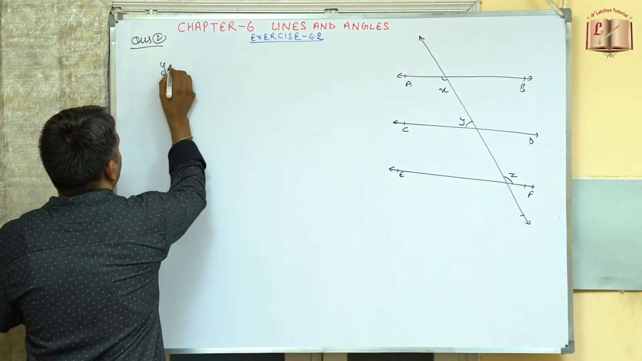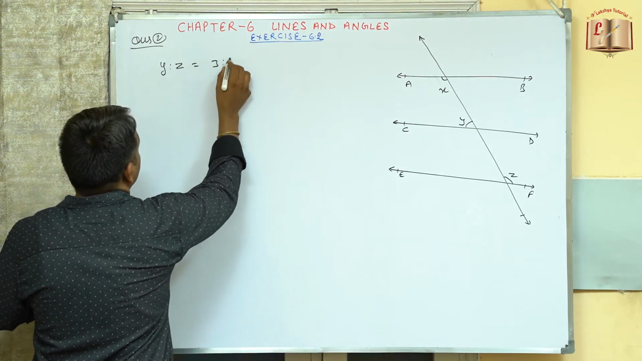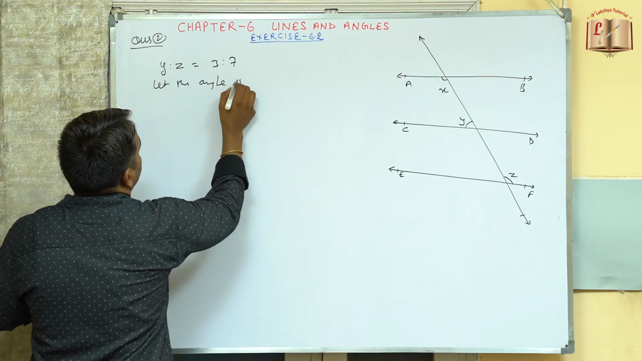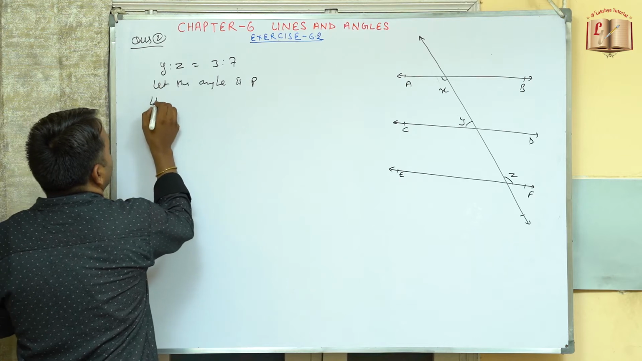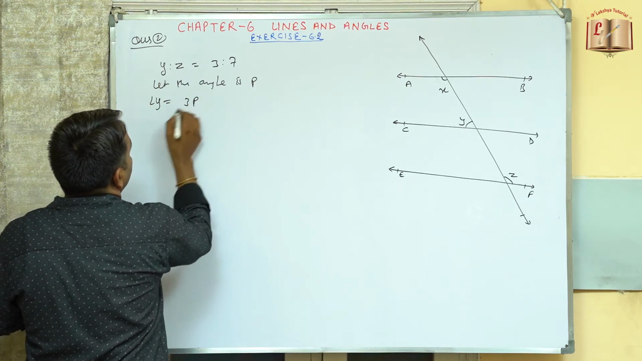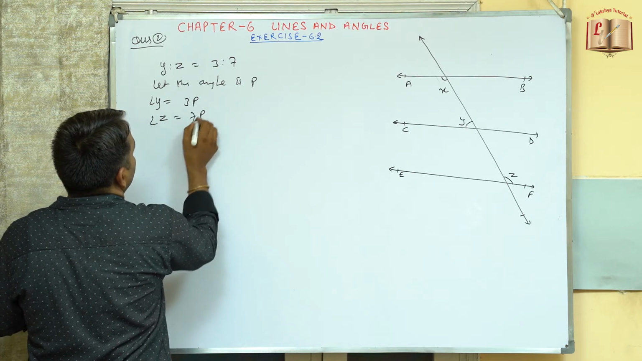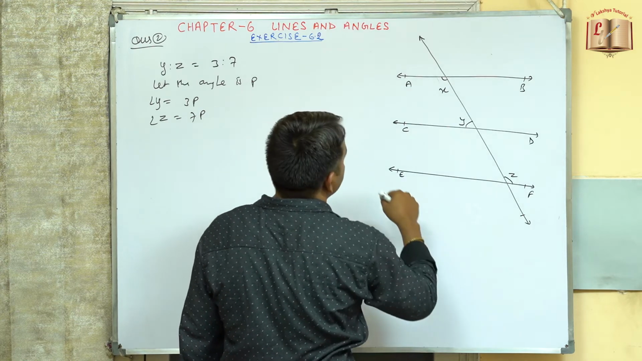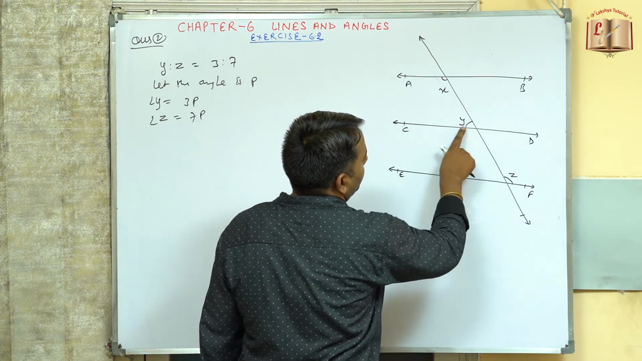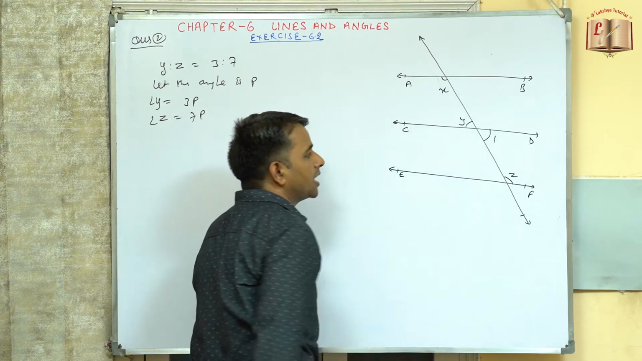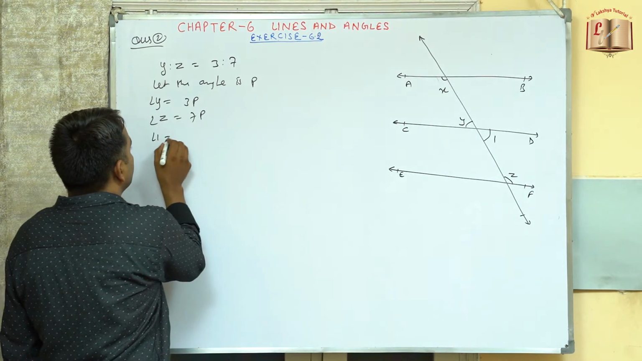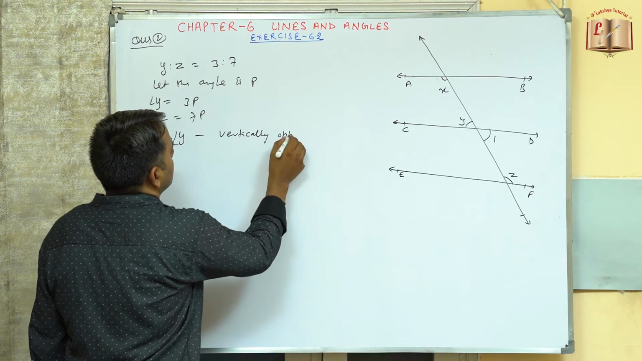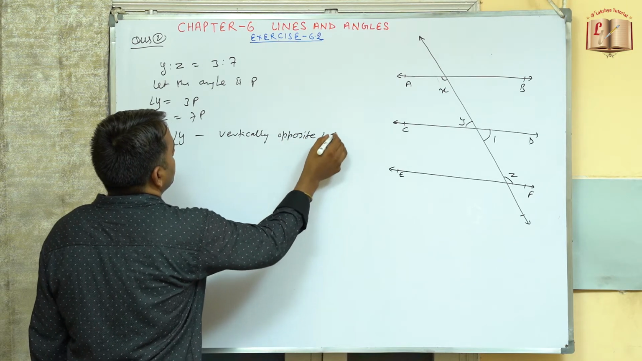So it is already given the ratio of angle Y and angle Z is 3:7. So we will assume let the angle be P. So angle Y will be equal to 3P and angle Z will be equal to 7P. Now see that we have taken angle 1, so angle 1 is equal to angle Y. They are the vertically opposite angles.